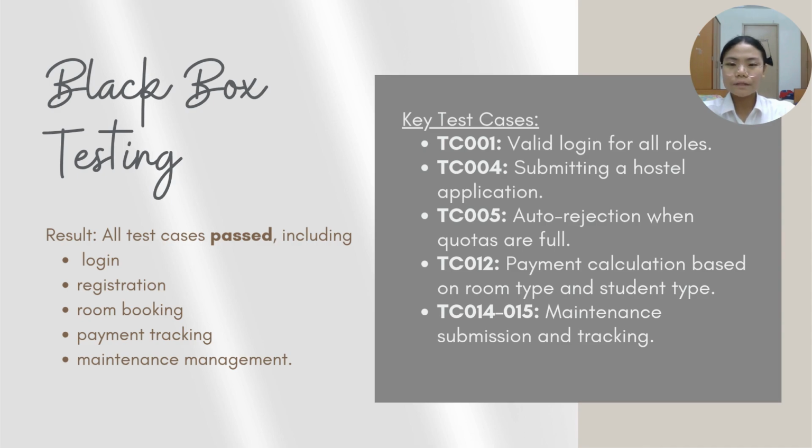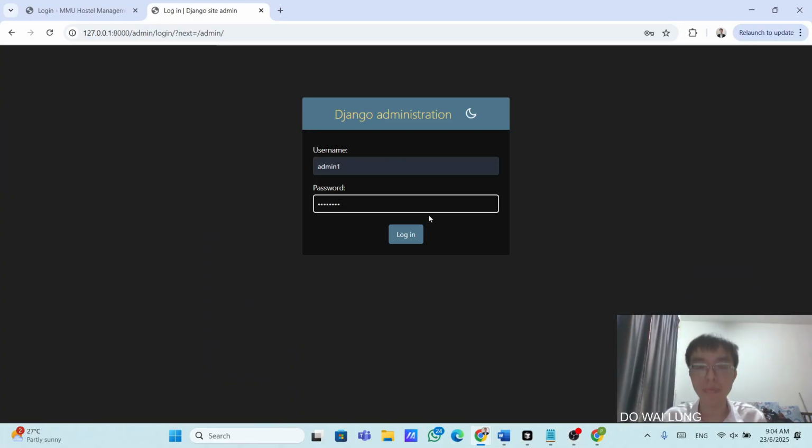We prepared 15 test cases. Key ones include valid login for all roles, submitting a hostel application, auto rejection when quotas are full, payment calculation based on room type and student type, maintenance submission, and tracking. All test cases passed, showing correct functionality in login, registration, room booking, payment tracking, and maintenance management. The successful results confirm that our system met all the functional requirements and was ready for deployment.